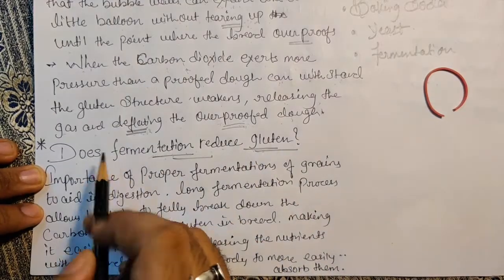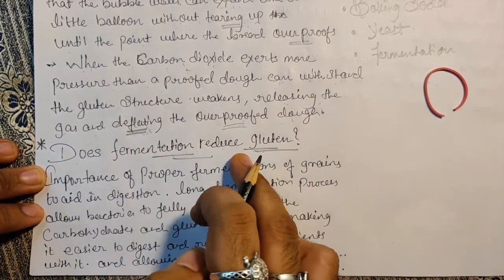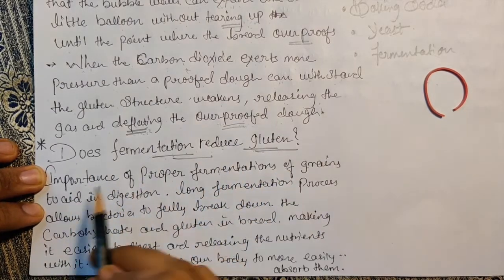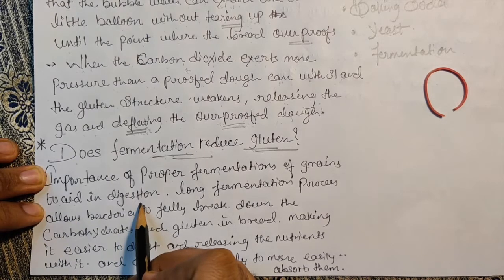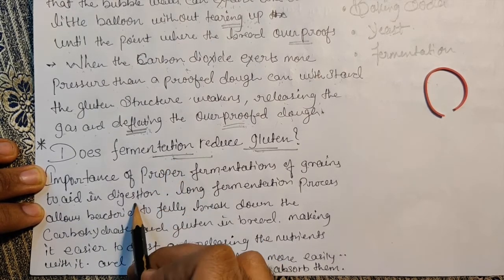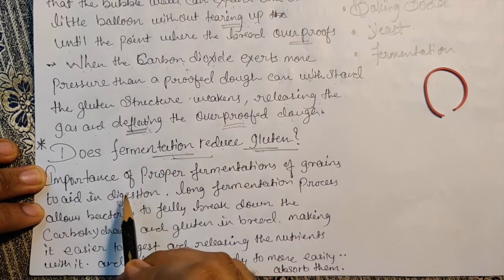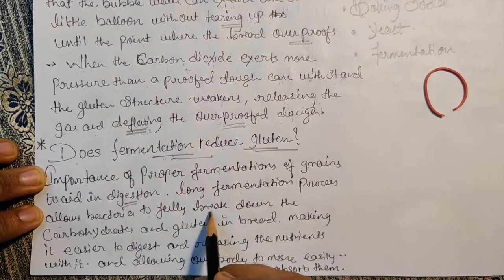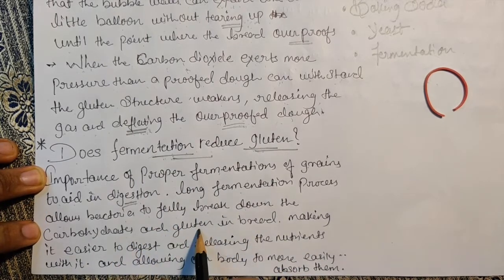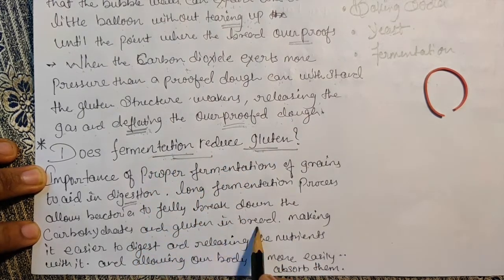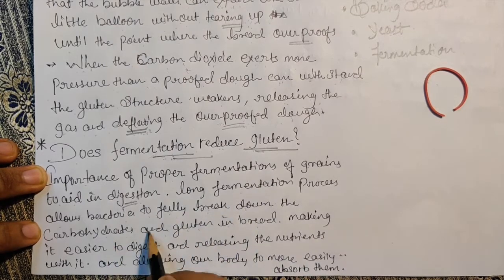The next question we have here: does fermentation reduce gluten? Importance of proper fermentation of grains to aid in digestion. First of all, if the fermentation process is happening, it helps to digest. A better fermentation will help to digest. A long fermentation process allows bacteria to fully break down the carbohydrates and gluten. So here you can see the fermentation reduces gluten. Yes, exactly it does. It fully breaks down the carbohydrate and gluten in bread.